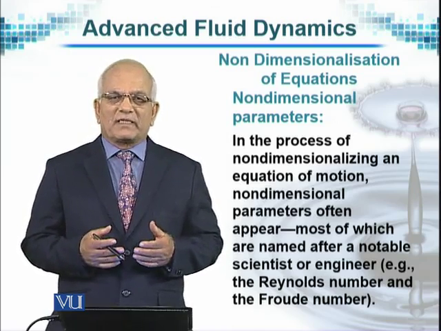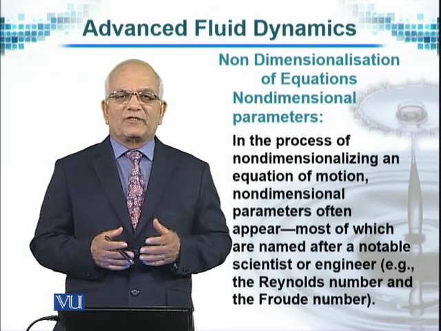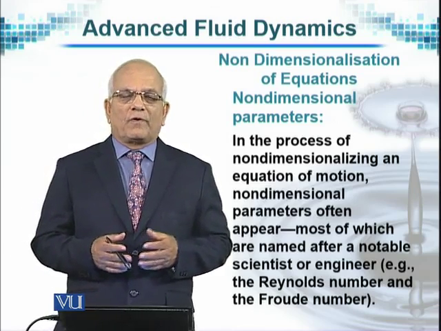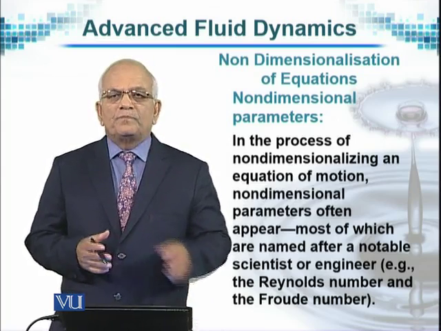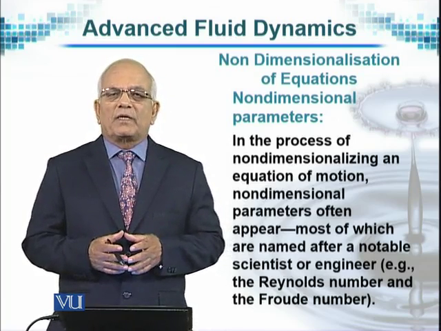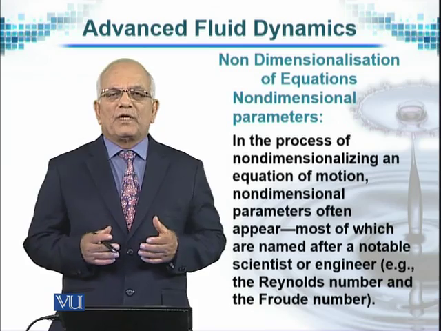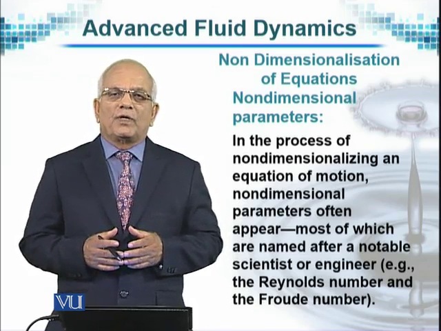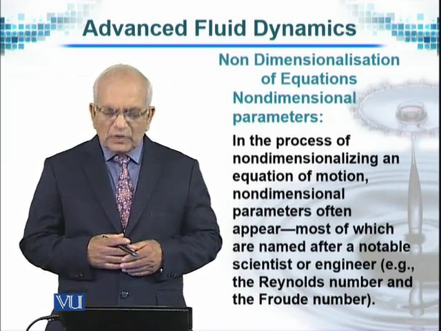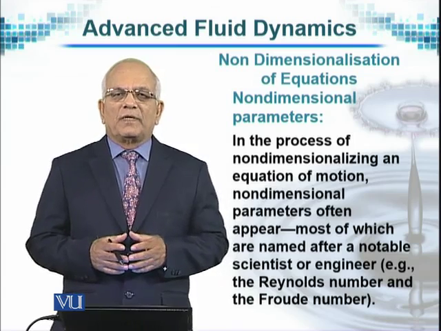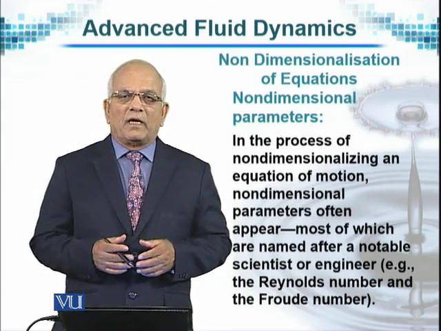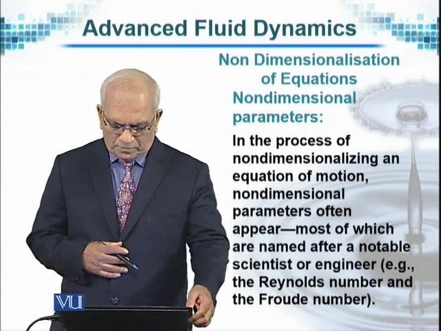One of the very common examples in such cases is that of Reynolds and also the Froude number. So these two became very famous because they are very commonly used. The Reynolds number is a ratio of inertial forces and the viscous forces, whereas the Froude number is a ratio of the inertial forces and the gravitational forces.